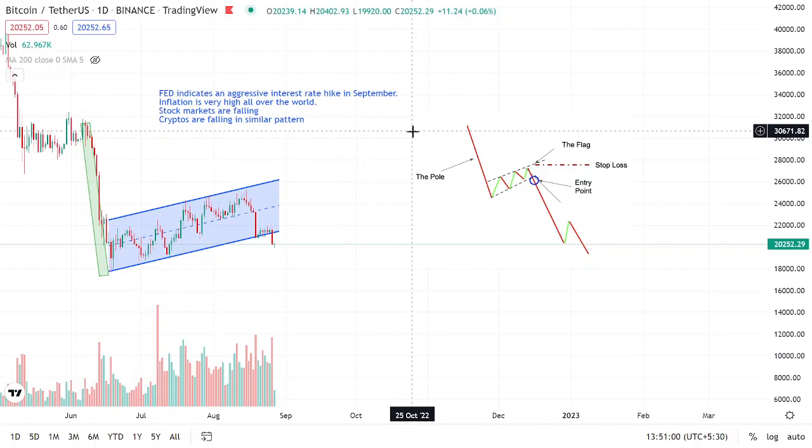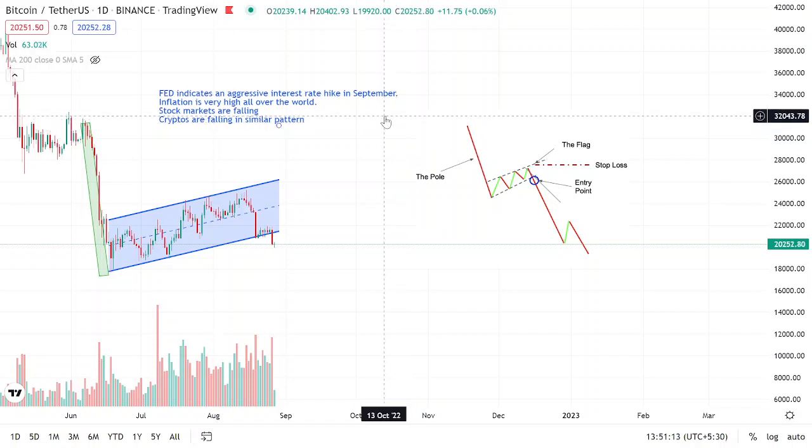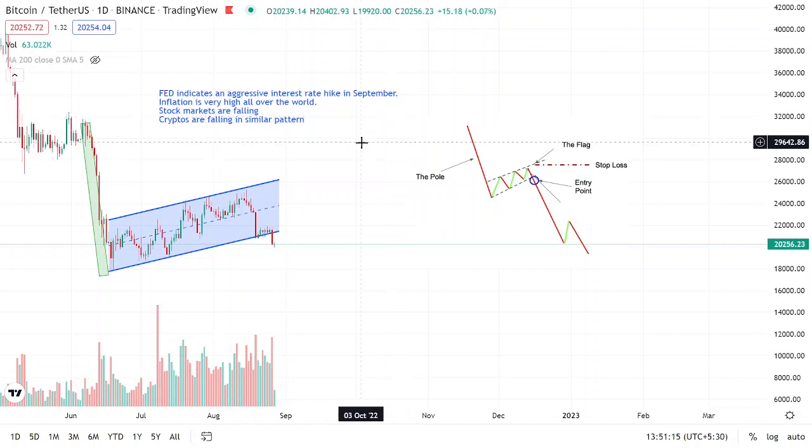Inflation is very high all over the world, and to tackle that, every central bank is increasing their interest rate. So the Fed also indicated the same, and due to that, we have seen a bloodbath in the stock market. The US market fell around 3%, and similar to that, crypto markets are also falling.